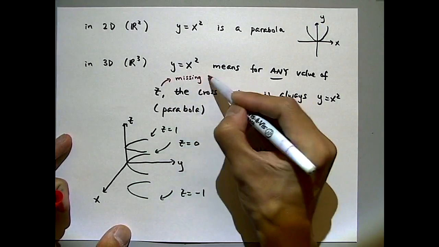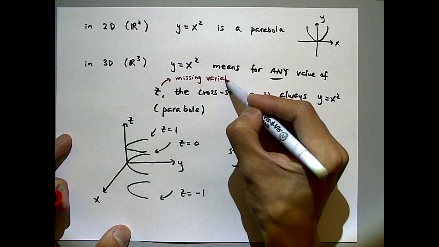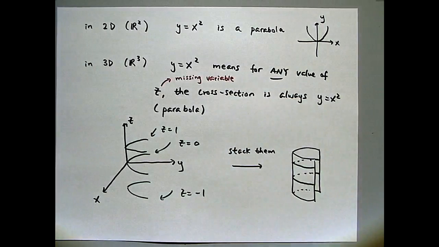Once again, the key here is the missing variable in the equation essentially doesn't matter. In any direction it goes, you see the same cross-sectional shape. Make sense? Yeah.